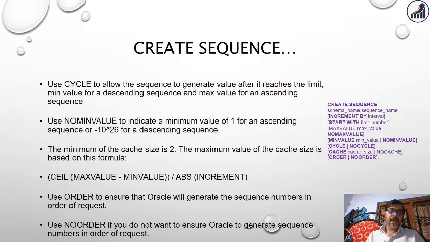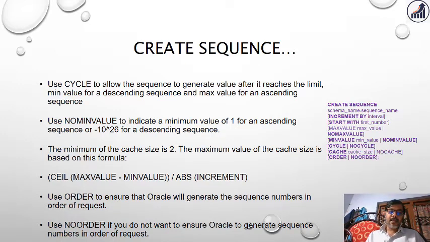The next one is cycle. Use cycle to allow the sequence to generate values after it reaches the limit, the min value for a descending sequence and the max value for an ascending sequence. When an ascending sequence reaches its maximum value, it generates the minimum value. On the other hand, when a descending sequence reaches its minimum value, it generates the maximum value. The next one is no cycle. Use no cycle if you want the sequence to stop generating the next value when it reaches its limit. Actually, this is the default value.